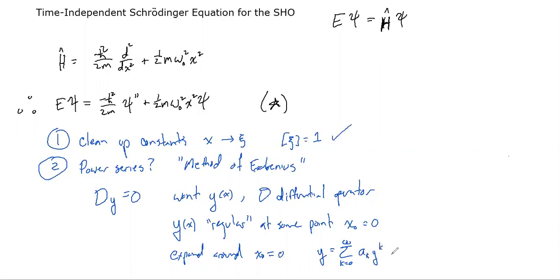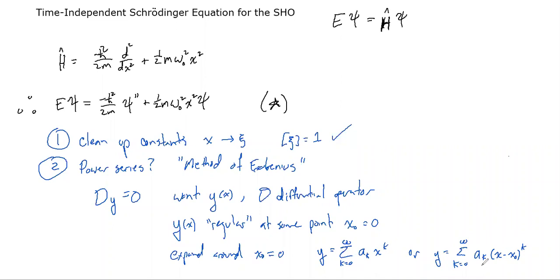So, assuming a power series form, if there's something really naughty about x equals 0 and you can't shift away from it, then you would say x minus some regular point to the kth power. But that won't be us.